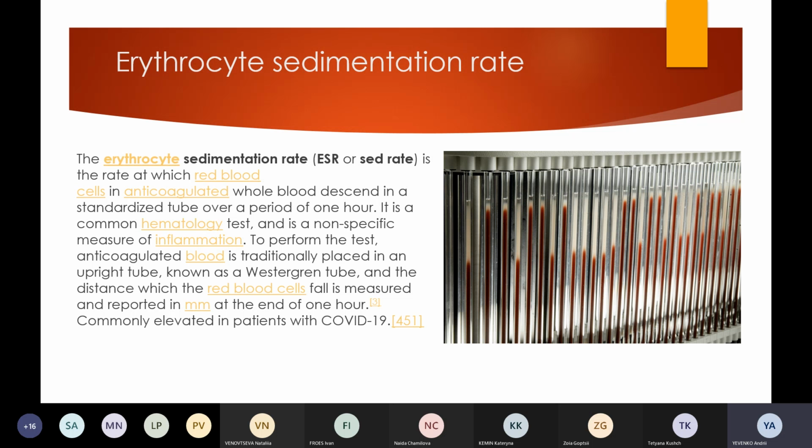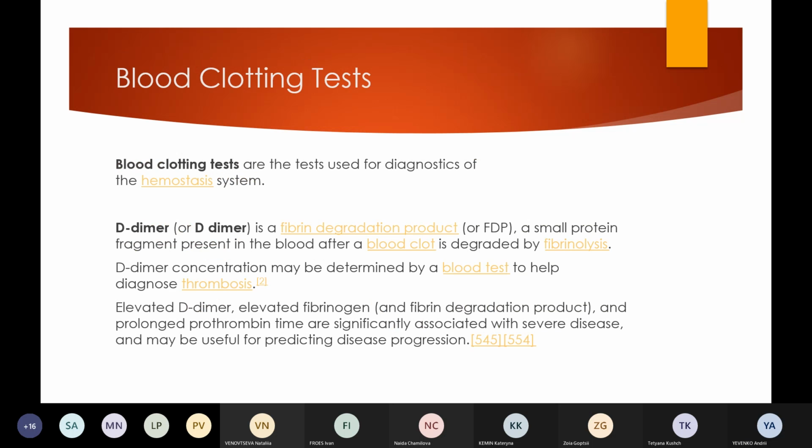Also, it is important to note that men and women have different rates. For example, males have a lower sedimentation rate, and females, especially during periods, have an increased erythrocyte sedimentation rate. So that might also be present during your blood test.